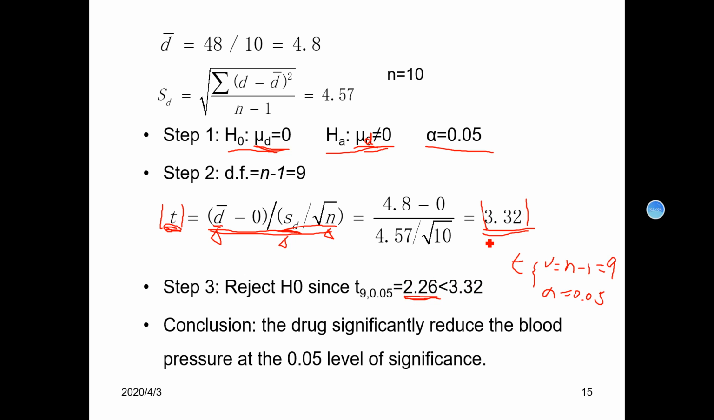So that means p is less than alpha. So we need to reject H0. So the conclusion is the drug significantly reduces the blood pressure at the 0.05 level, because before and after they are proved to be different.